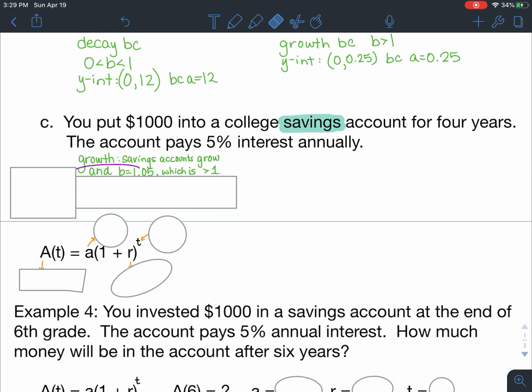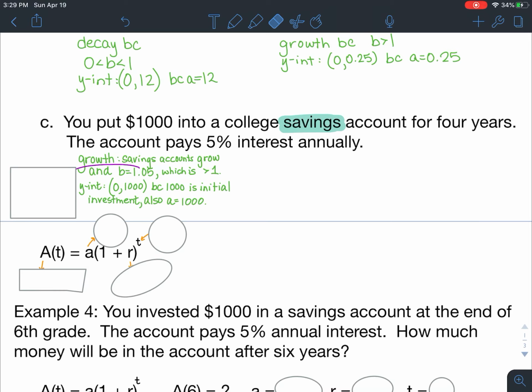The y-intercept would be (0, a). But let's think about what is a. I don't have an equation here. So the y-intercept is the initial amount, which is true even in lines. Your starting point is your y-intercept. And that's also true here. So because 1,000 is the initial investment, a is 1,000, making that the y-intercept.